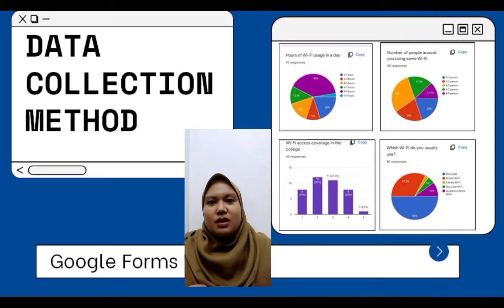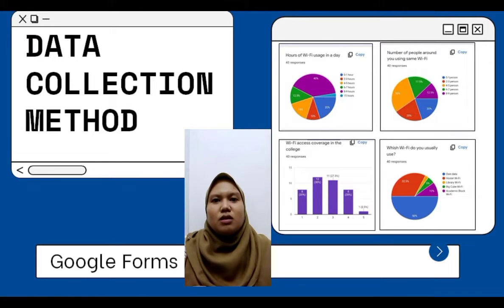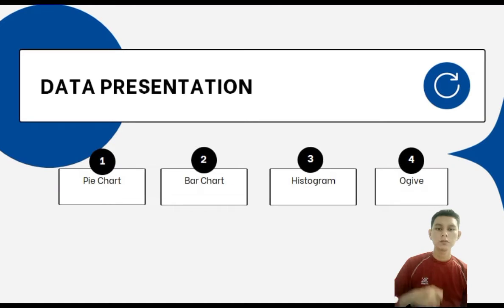For the data collection method, we decided to use Google Form as a platform to collect data because it is the easiest way for everyone to fill in our survey. Next, it is less time consuming because we don't need to interview people, and during this pandemic, this way is a safe alternative to make sure that people are not in contact. We use 4 types of data presentation. The first one is pie chart, number 2 is bar chart, number 3 is histogram, and number 4 is ogive.